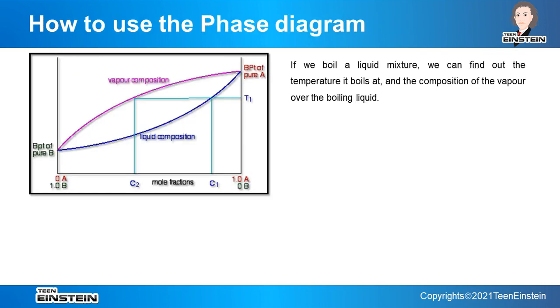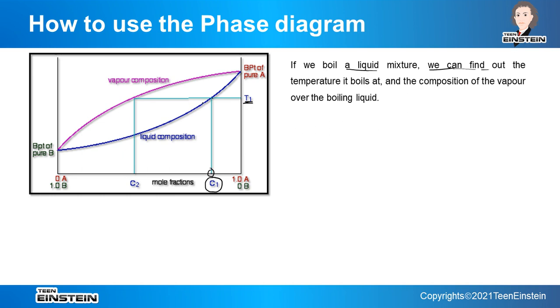Now the important question: how will we use this phase diagram? What is the utility of this diagram? Why is it important? Here the same graph we have taken, but now we have some points. So suppose we are boiling a liquid mixture. Suppose this is composition C1. So at this point, at T1 it is boiling. So this composition has boiling point T1.